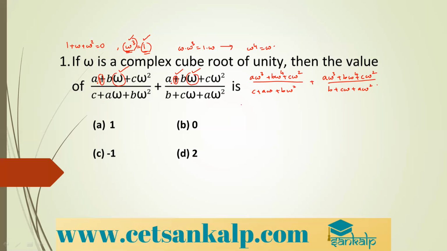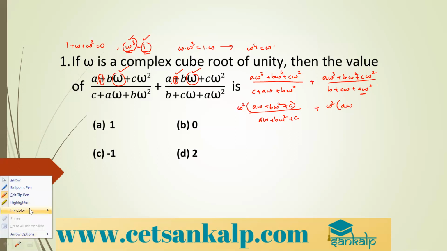So that now I can take common ω² in the numerator. So I have aω + bω² + c. And the denominator also I have the same aω + bω² + c. Same way in the second fraction also, when I take ω² common, I will have aω. But here I don't have aω, I have aω². So I cannot take ω² common. What should I take common here?